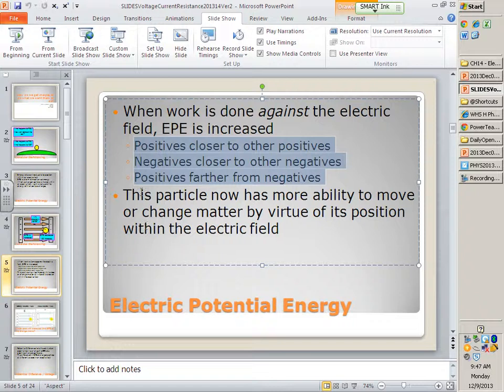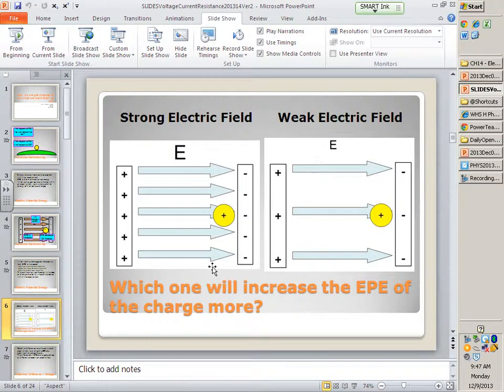This idea of electrical potential energy gets us into the idea of, okay, how do we get this object to do what we want it to do? Give it the ability to move or change other stuff, energy. How much energy that particle gains depends on some other factors, especially how strong is the electric field that we're moving this particle in. If we take this positively charged yellow particle and move it closer to these 5 positive charges, it's going to have more electrical potential energy than if we move it closer to these 3 positive charges.